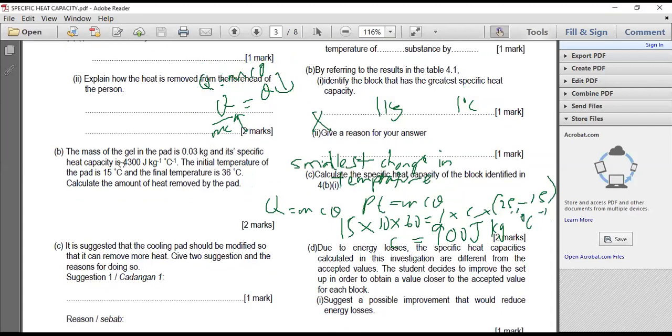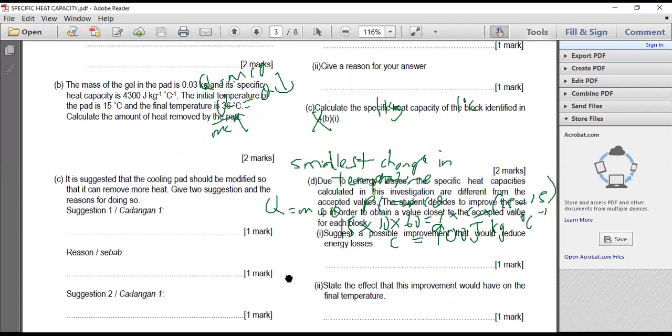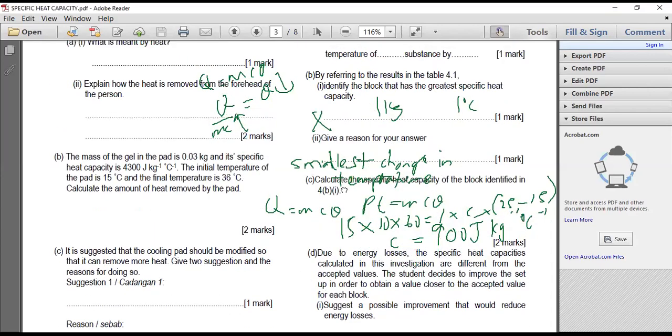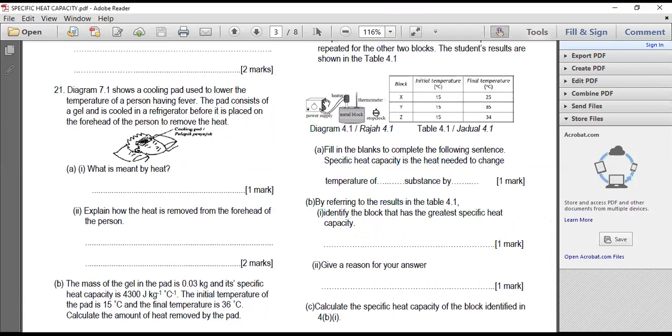Now, due to the energy losses, the specific heat capacity obtained in this investigation is different from the accepted one. So the student decides to improve it in order to obtain a value closer to the accepted one. Suggest a possible improvement and state the effect of this improvement on the final temperature. If you look here, the metal block is not covered with any insulator. That means there's a lot of heat loss to the surrounding. So we need to cover the metal block with insulator.